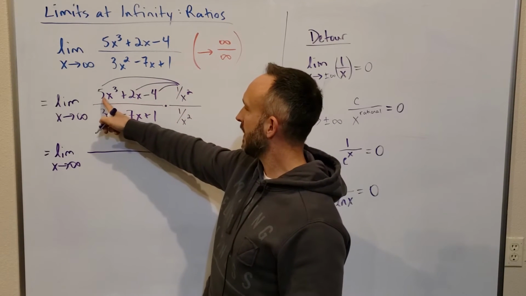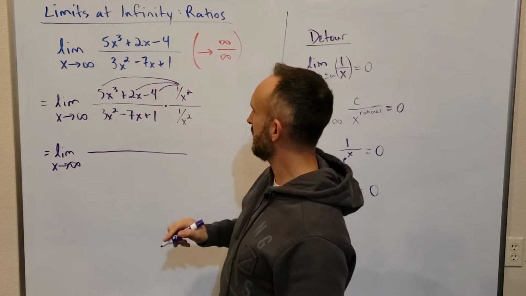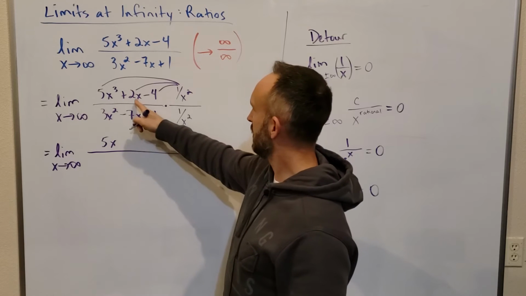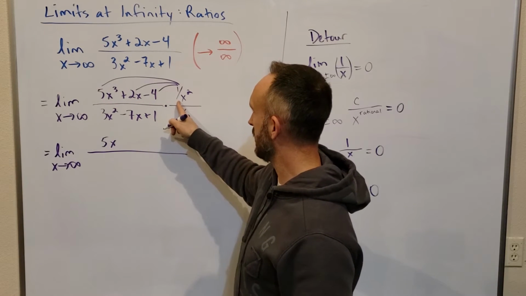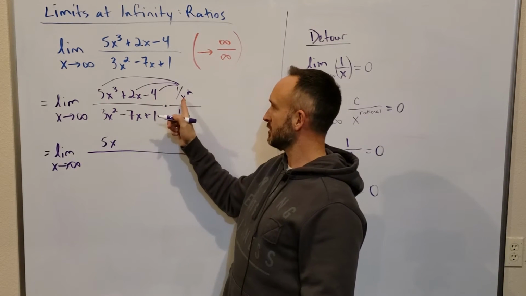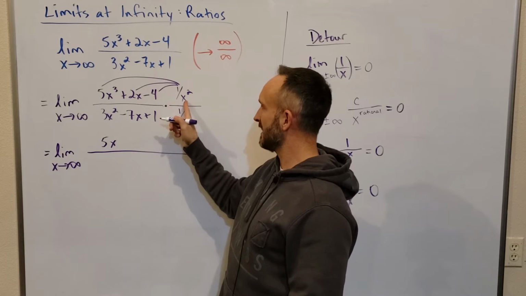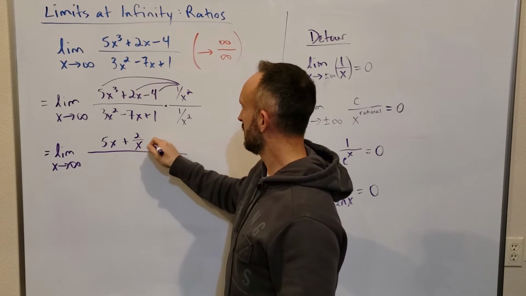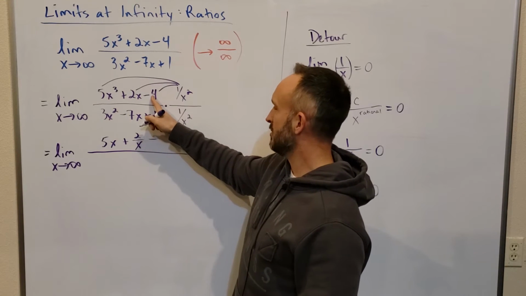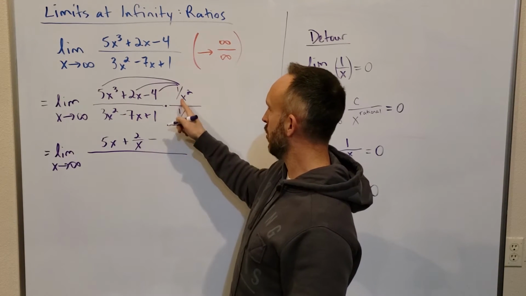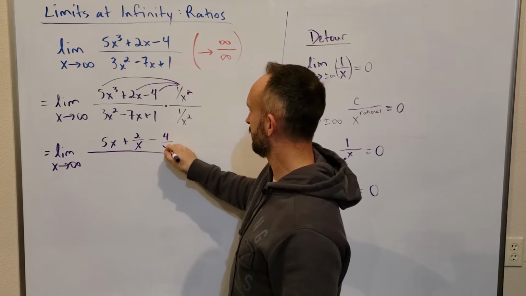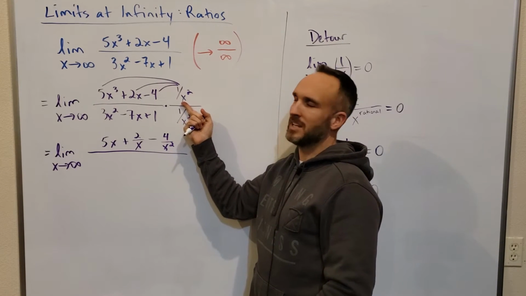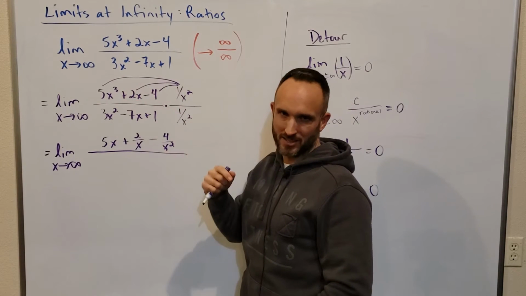So on top I'll take 5x cubed divided by x squared. That's just 5x. Plus 2x divided by x squared. Well, this x cancels with one of those, leaving an x on the bottom. So this turns into 2 over x. Minus, there's no x's to cancel, so I just get 4 over x squared. Multiplying by 1 over x squared is the same thing as dividing everything by x squared.